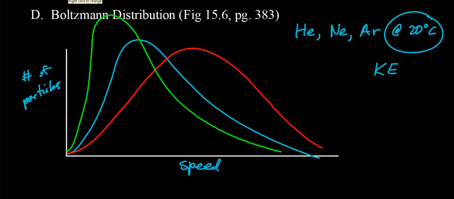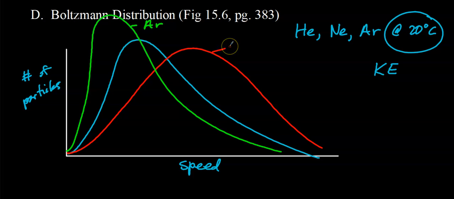Let's start with the green curve. So notice, what do you notice? On average, these particles are moving the slowest, right? Slowest speed. So which of these gases would the atoms be moving the slowest? Is it the lightest or the heaviest? Heavier particles move slower than lighter particles when at the same temperature. We talked about this already. Now we're just showing it graphically.